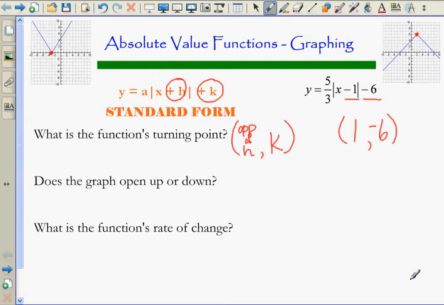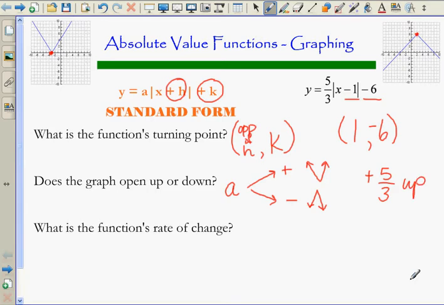The second thing my equation will tell me about the graph is whether the V will open up or if the V will open down. And that comes from the a value, that number in front of the absolute value. If that a value is positive, my V will open up. If that a value is negative, it will open down. So in our equation, our a value is +5/3, so we know that we're going to open up.